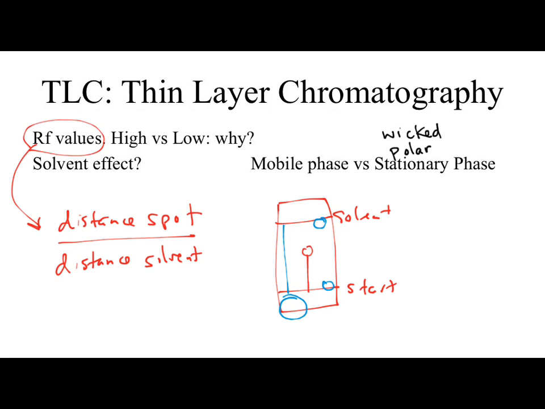Okay? What happens if you get a high RF? It didn't interact with the stationary phase, so it interacts preferentially with the mobile phase. Okay? So if it's not on the stationary phase, it's got to be the opposite of polar, which is nonpolar. Okay? The wrinkle that we'll throw in here is this solvent effect. What happens if I make the solvent more polar?